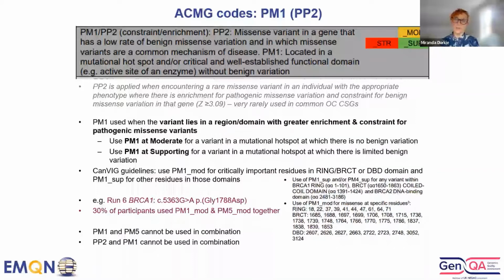I thought a good example to use for this code is that in run 6, we had a BRCA1 missense variant, p.Gly1788Asn. And 30% of participants used both PM1 at moderate and PM5 moderate together. Anyone that's very eagle-eyed will have noticed that 1788 isn't in the list on the right of those key critical domains, so we would only use it as supporting. But also PM1 is saying it's a hotspot, and then PM5 is saying you have other pathogenic variants at that same codon. So they're equivalent, they're saying the same thing, so you really would be over-counting that piece of evidence to use it twice, particularly 2 moderates. So in the CanVIG guidelines, we don't allow these codes to be used together.